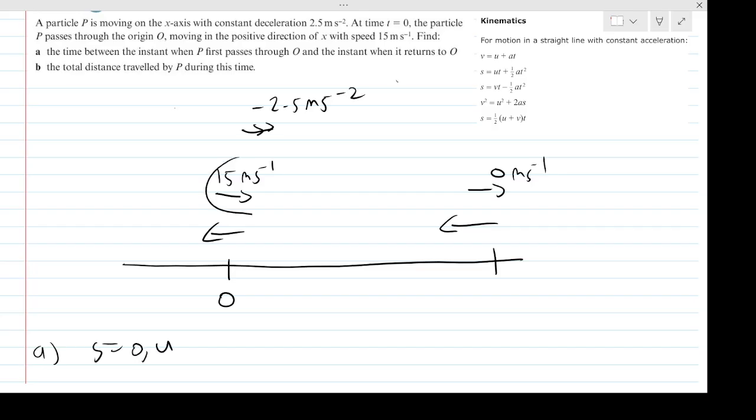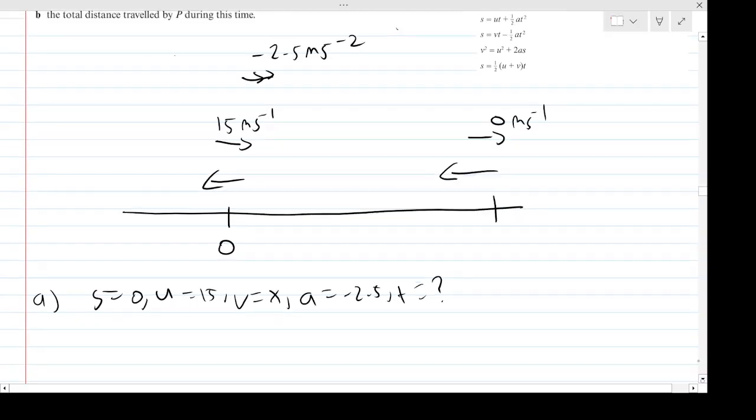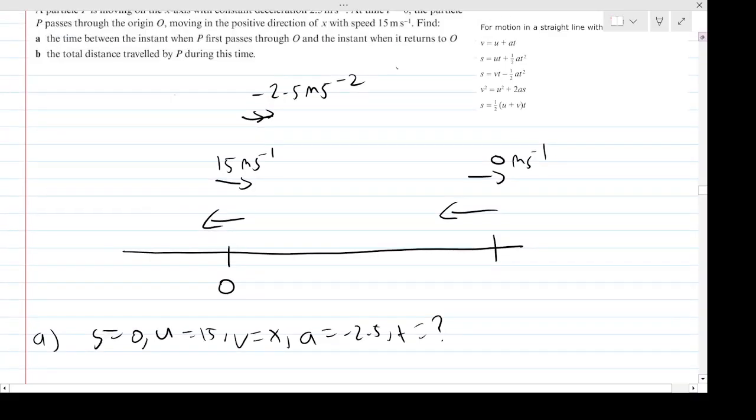So S, my displacement, is 0. U again is 15. V I don't care about, and I don't know it. A, the acceleration, is minus 2.5. And t is again the unknown, the time is what I want to work out. So I'm going to use the same formula I used last time: S is ut plus a half at squared.